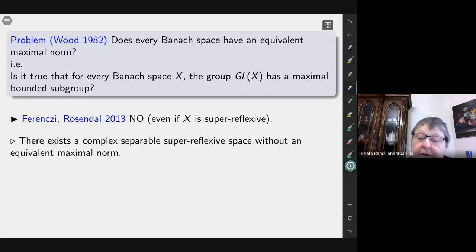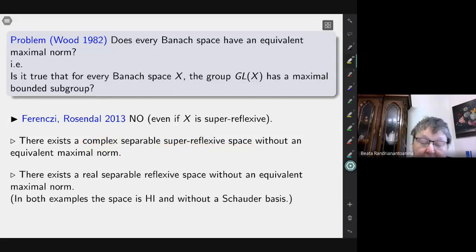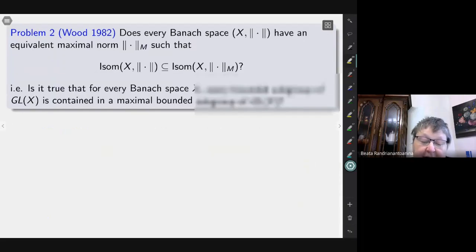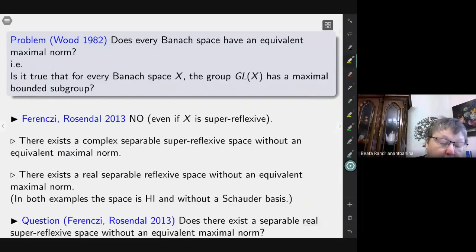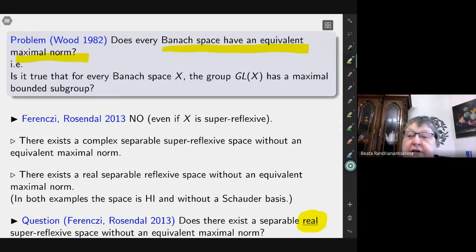But they did it in the case of complex separable superreflexive spaces, and those are the same examples as we mentioned earlier. The question was in the case of the real superreflexive spaces. So my results with Dilworth, saying that L_p doesn't have an almost transitive renorming, of course do not answer the question of Wood. We do know that little l_p has a maximal norm. The original norm is maximal because it is symmetric.